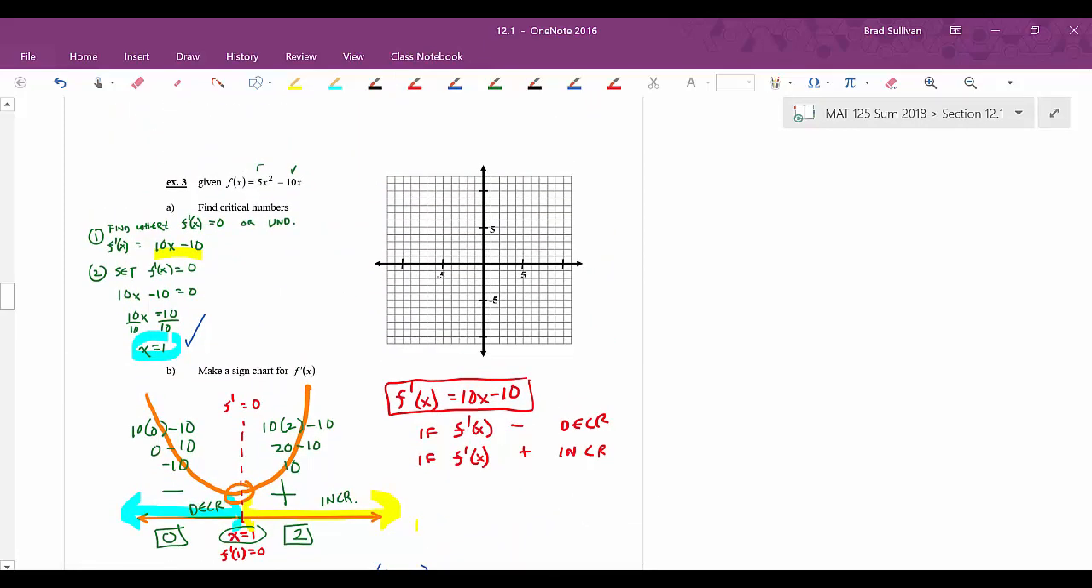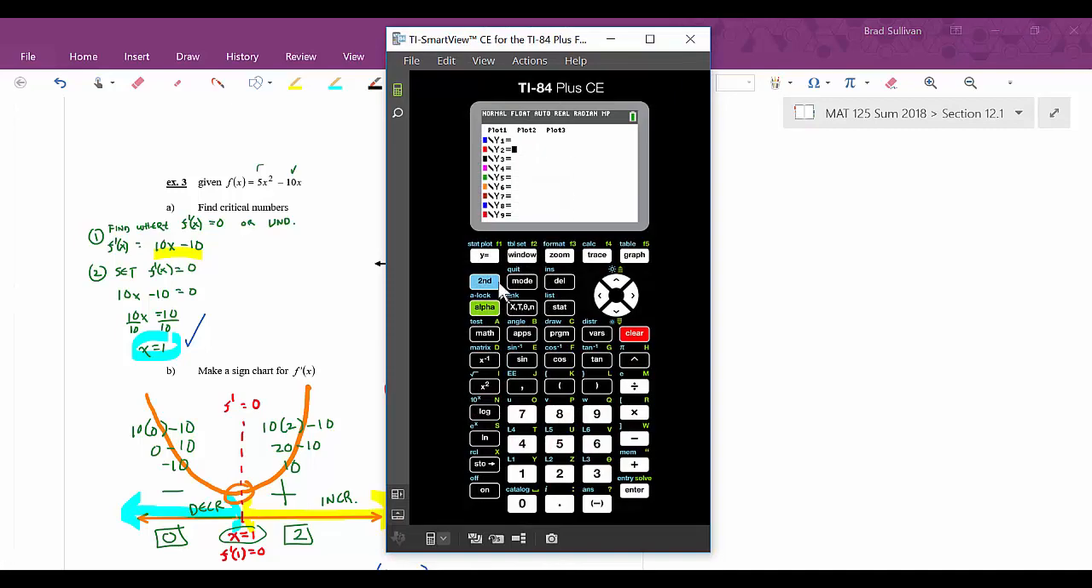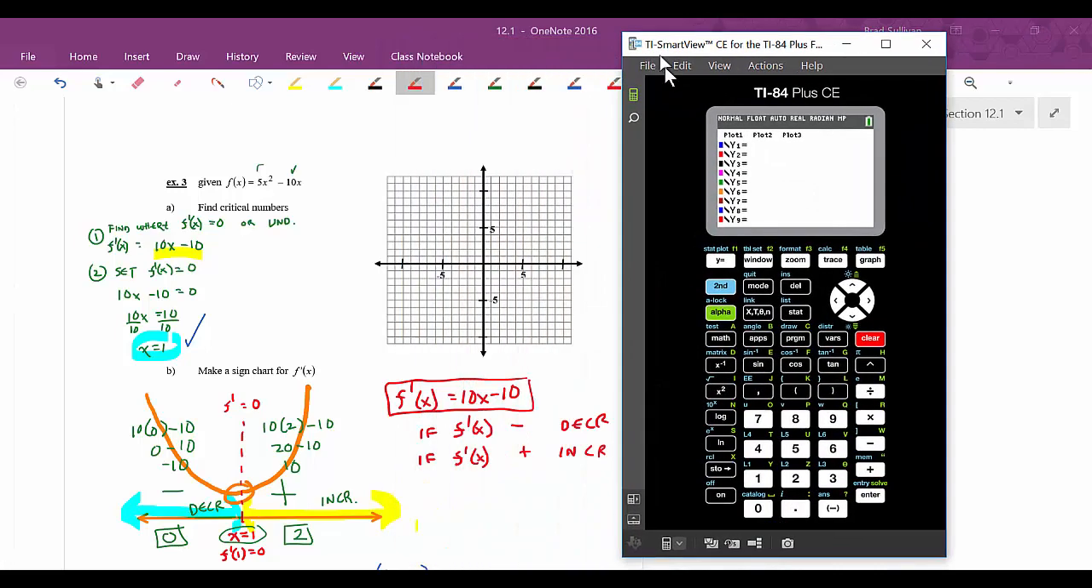Okay. All right, now what we're going to do is we're going to top this off, get out your graphing calculator, and we're going to see how this looks. So I'm going to go ahead and just get my calculator out. And what I'm going to do is put in the function. So we're going to graph the function 5x to the second minus 10x.